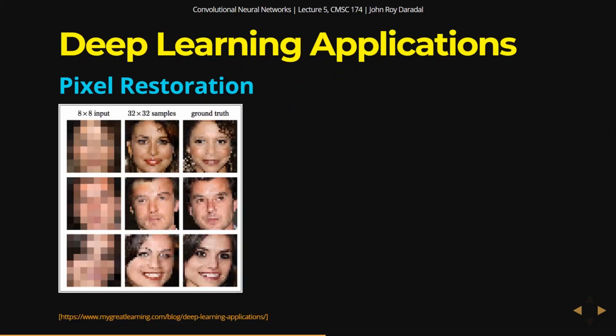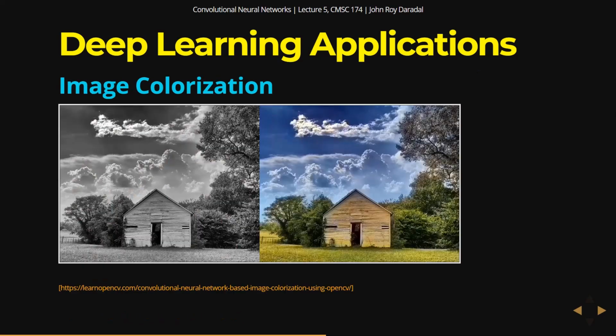Okay, and then there's also something called pixel restoration. So let's say that this is your original image and then you downsampled it to, let's say, an 8x8 input. You can actually recreate a 32x32 sample, or upscale it, using deep learning. I already mentioned this earlier, the super resolution from generative adversarial networks, or GANs. This is an application of that.